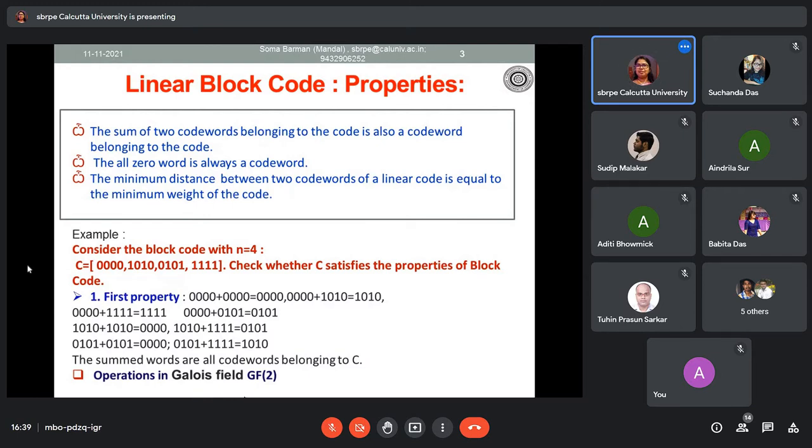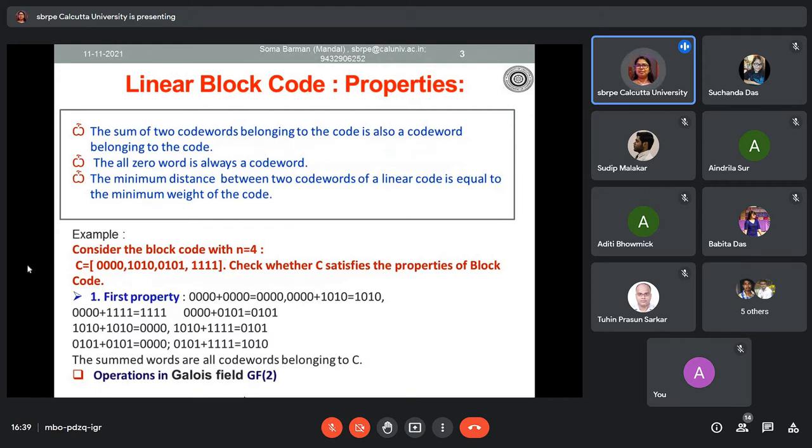This is property number 1. The sum of two code words belonging to the code is also a code word belonging to the code. So after addition and summation, the resulting code also belongs to this code S, the set S.